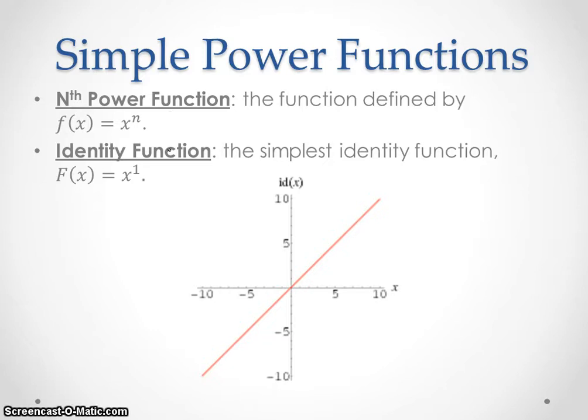Your identity function is your simplest one, of course, starting with your power being 1 here. So we have f of x equals x to the first power. Now typically if we have something to the first power, we don't usually write it down. So we just have f of x equals x, which you all know is a linear function. That's why its graph produces a line.